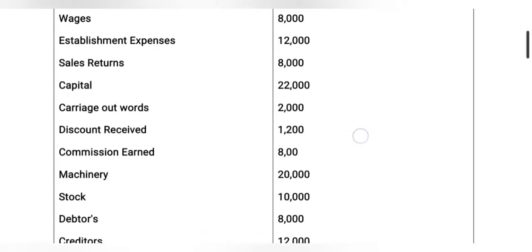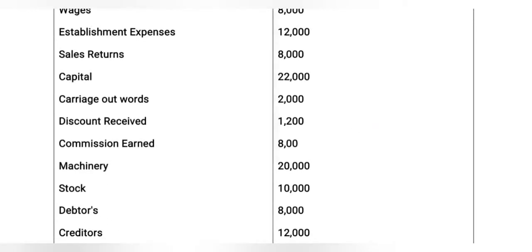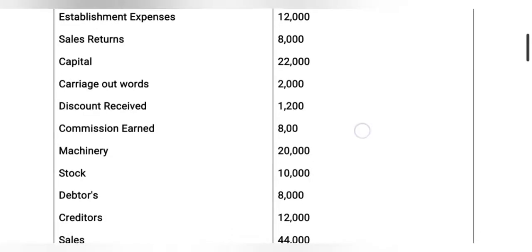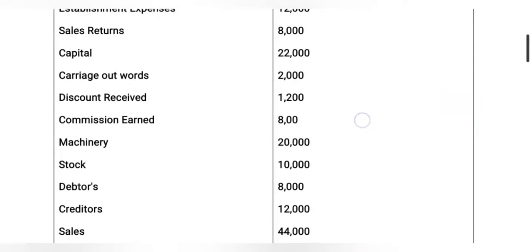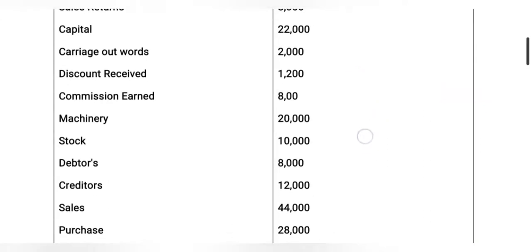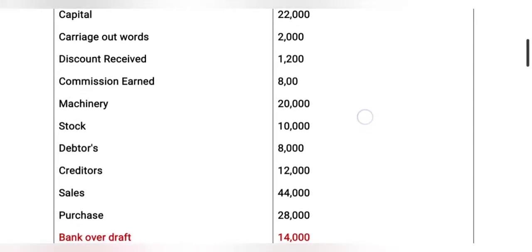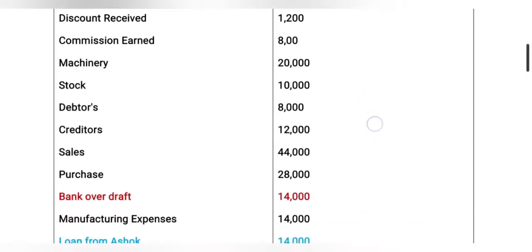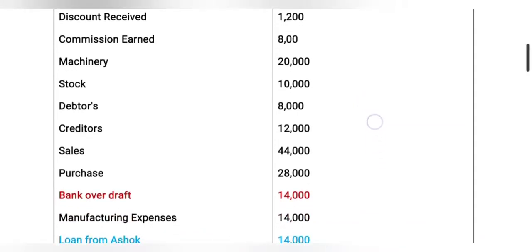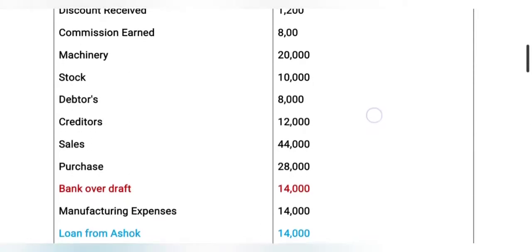Capital is directly the credit side of the trial balance. Carriage outwards, it is the credit side of the trial balance. Discount received, it is the debit side of the trial balance. It is an expenditure. Commission earned is an income, the credit side of the trial balance. Machinery is an asset. All assets are debit in the trial balance. Stock is also an asset. It is the debit side of the trial balance.